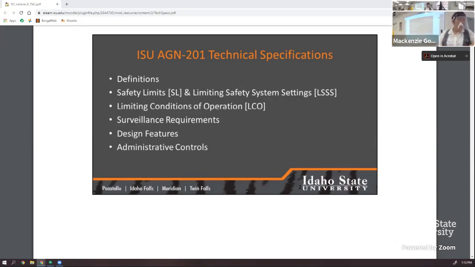Then it talks about limiting conditions for operations. These are the things that you have to observe in order to be allowed to run the reactor that keep you from busting through a limiting safety system setting, right? So there's a hierarchy. This is at the top. This is under this to protect that. These are under this to keep you from reaching that. And then these are under this to ensure that everything meets these LCOs, okay?